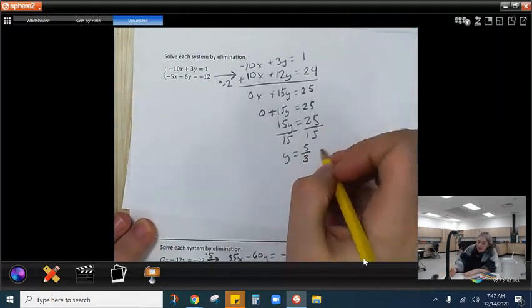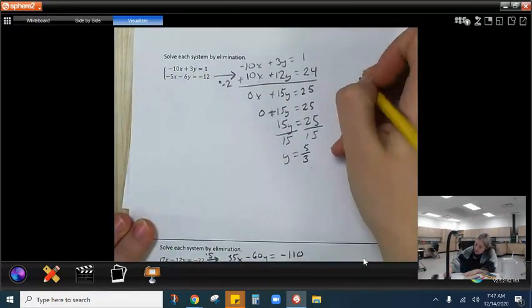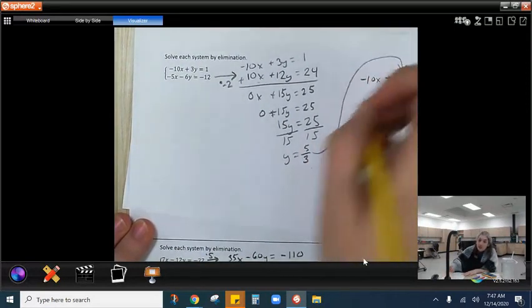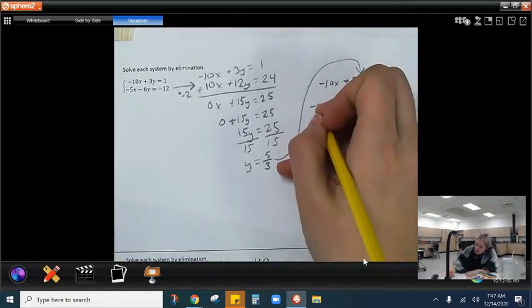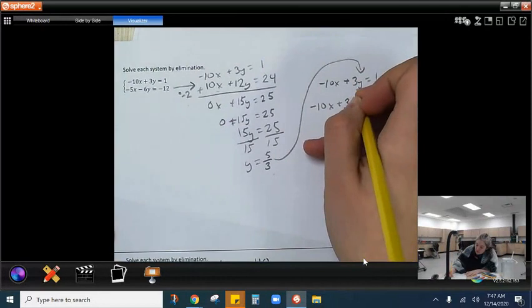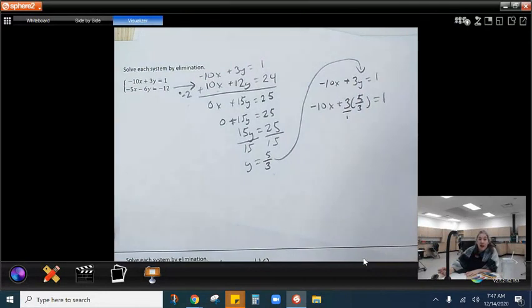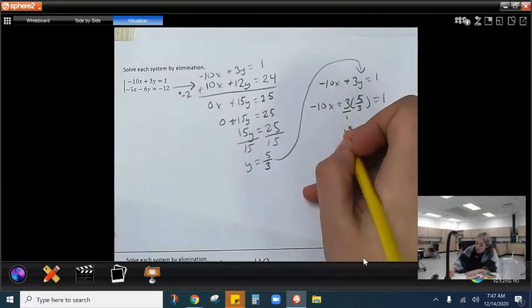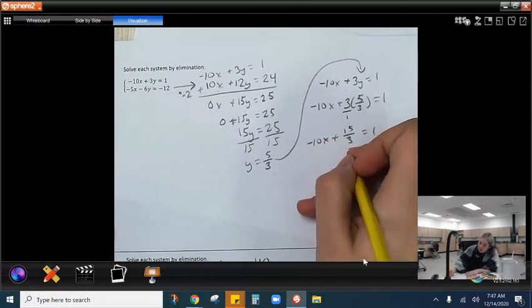So now I need to plug that into either of these. Doesn't matter which one. I'm going to go with my top one. So the negative 10x plus 3y equals 1. I'm going to plug in my 5/3. Here's why it's super important to keep the fraction. Do not round it. So negative 10x plus 3 times 5/3. I can actually multiply these because they're fractions, right? Fraction times a fraction, super easy to do. That'd be 3 times 5, which is 15, over 1 times 3, which is 3. So I get 15/3. And then 15/3 is really 5.